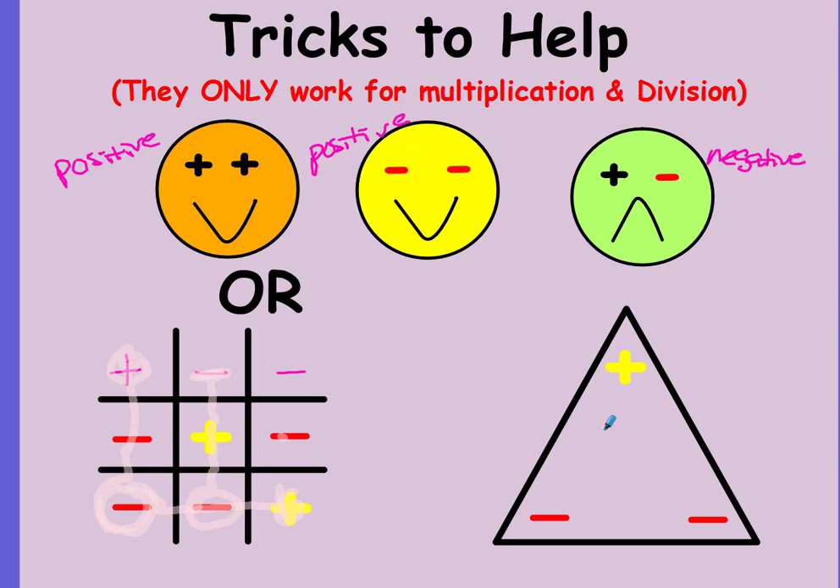And then we have the triangle. And the triangle is going to be the same thing as the tic-tac-toe chart, except for it doesn't give you the positive times the positive. So it'll just give you a positive times a negative equals a negative. Or you could start with this negative, and you could say a negative times a negative will give you a positive. Or you could say, oh, start with this negative again, you could say negative times a positive is going to equal a negative. But those are some tricks that you can use. Only works for multiplying and dividing integers, not adding and subtracting.